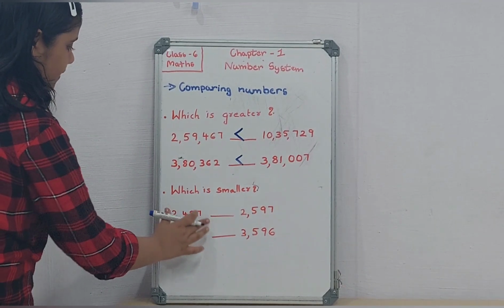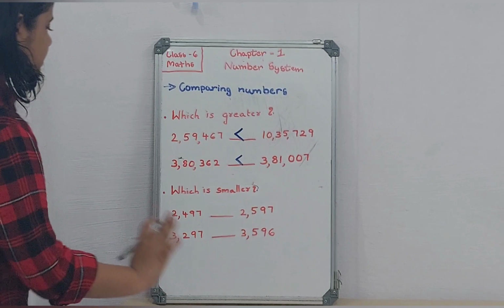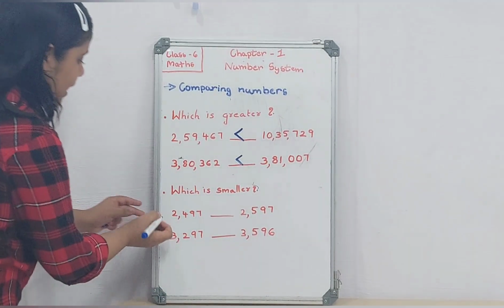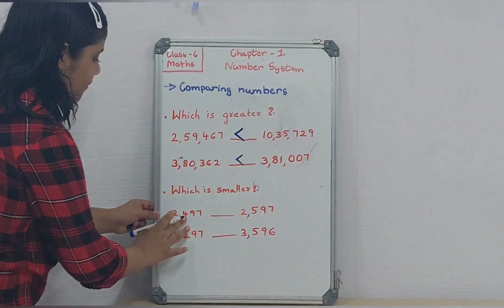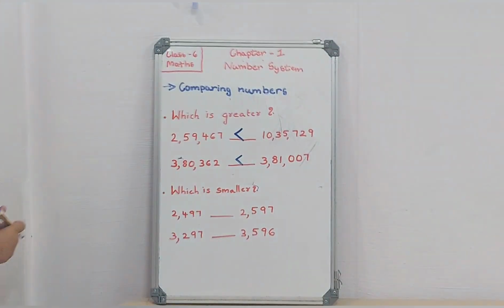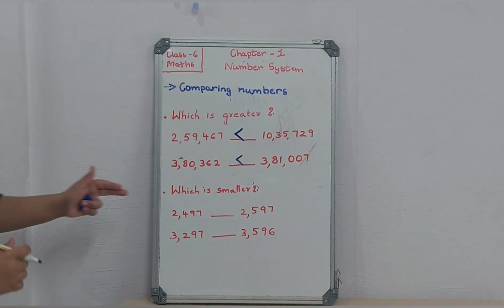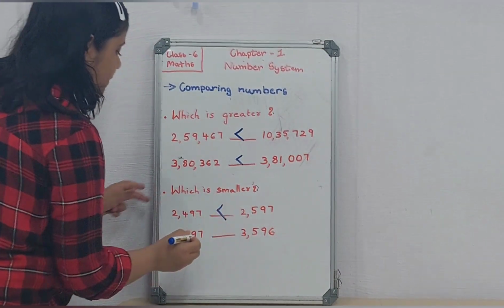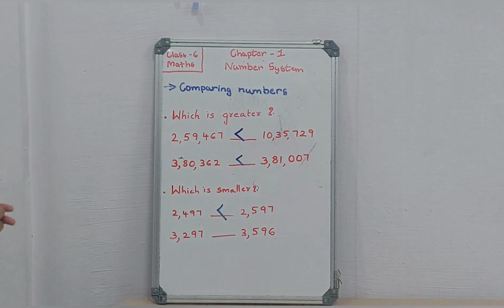2, 4, 9, 7. So there are 4 digits, and here 1, 2, 3, 4. Okay, so there are 4 digits. Now let us see from the left. Here we have 2. Here also we have 2. Next digit from the left is 4. Here we have 5. So which is bigger, 4 or 5? 5. But the question here is which is smaller. So we are going to give the crocodile mouth here. But this is smaller. So do not call this the crocodile mouth. It's a sign for greater and smaller.